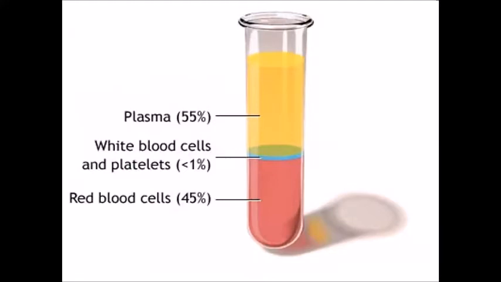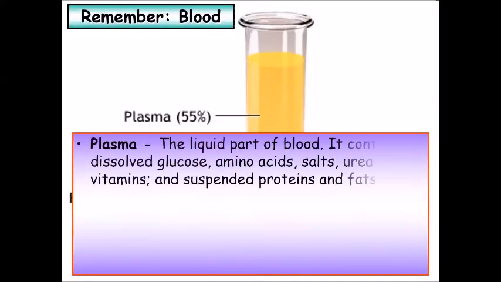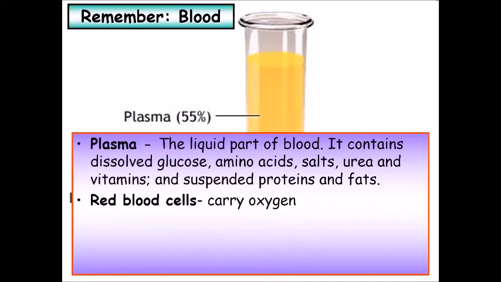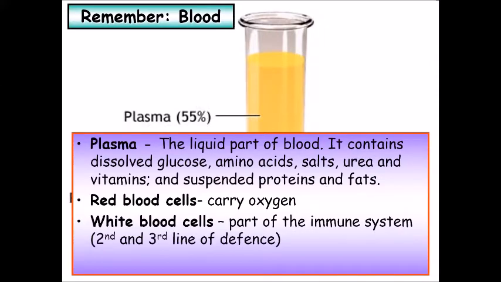Just a quick recap. Blood is made of four constituent parts. We have plasma, which is the liquid part, red blood cells, which carry oxygen, white blood cells, the immune system, and platelets, which assist with clotting. You can cover that again in the blood video if you want to just go back through that quickly.